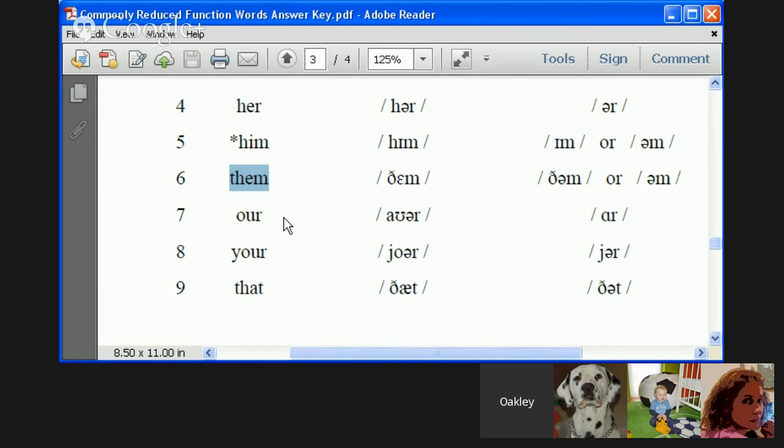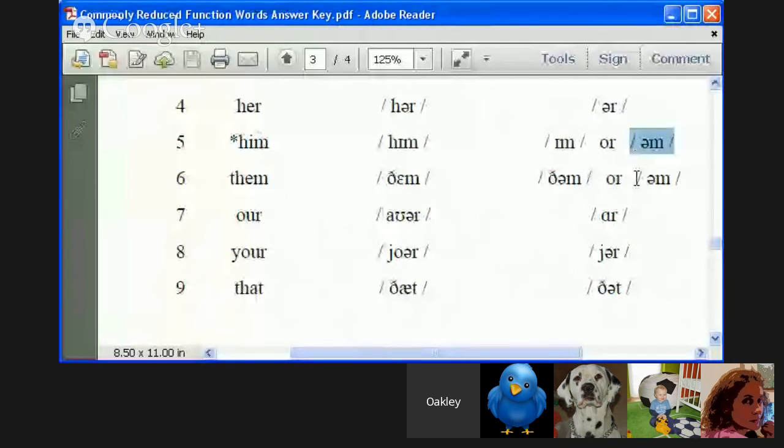Okay, interestingly here, them. One of them. One of them. Notice the reduced pronunciation in him and them. Oh, look at that. Same. It's exactly the same. And in fact, if you listen to a native speaker, you would not be able to tell the difference between him and them, other than, of course, in context.